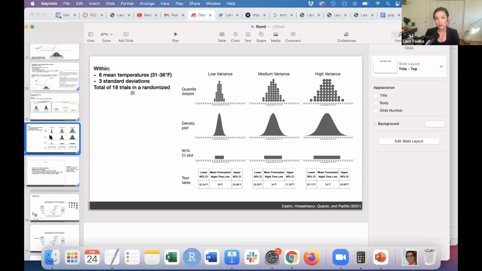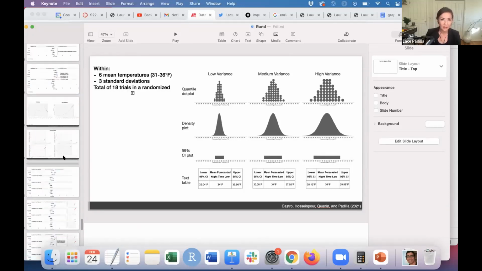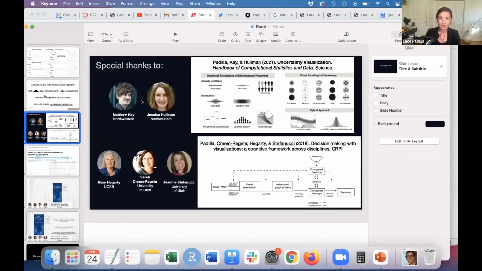Some of them are easier than others. If you're using R, Matthew Kay has developed some really excellent new packages to make these types of distributional visualizations much easier. He's my collaborator here. He's doing really fantastic work in developing R packages that make the job of using distributional data quite a bit easier. But really, any way you want to go would be fine.